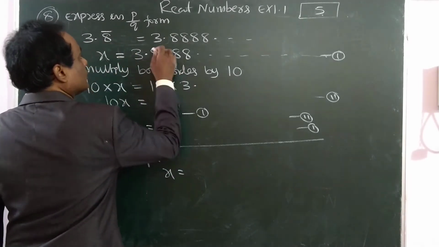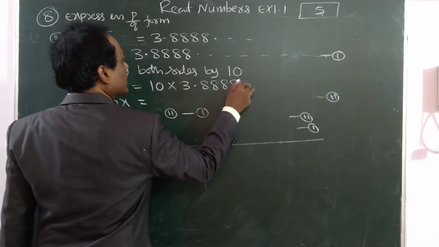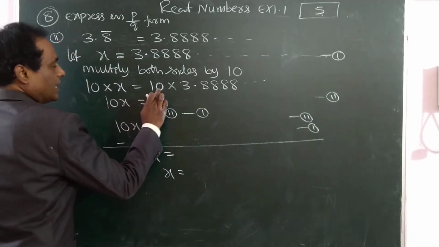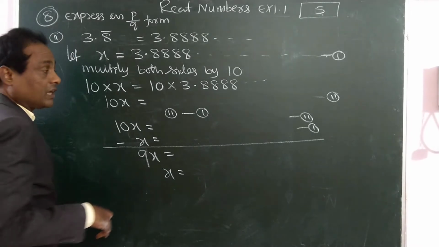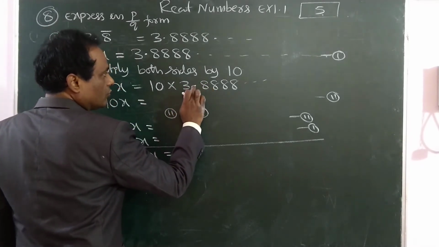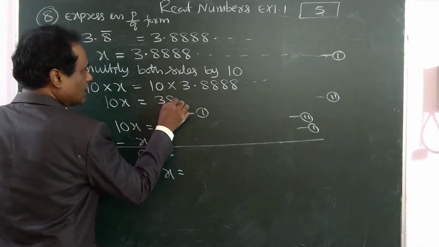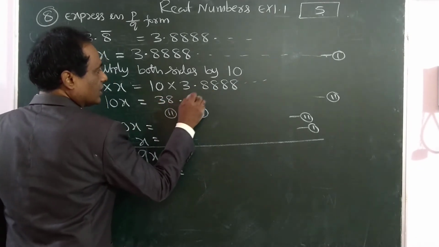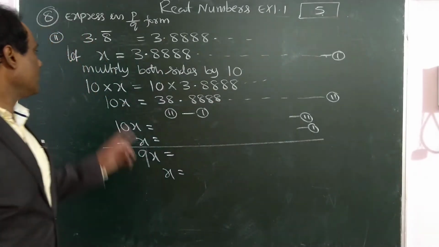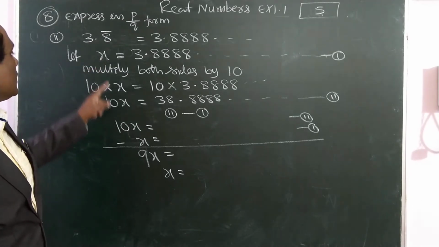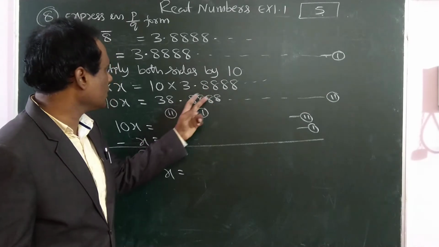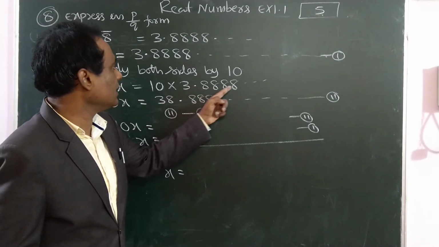So what is the right side? 3.8888 and so on. If you multiply with 10, what will it become? I already explained how to multiply a decimal number by 10. Only the decimal point will move one place, so it becomes 38 point. Multiplying both sides with 10: 10 into x is 10x, and 10 into this moves the decimal from here to here, 38.8888.